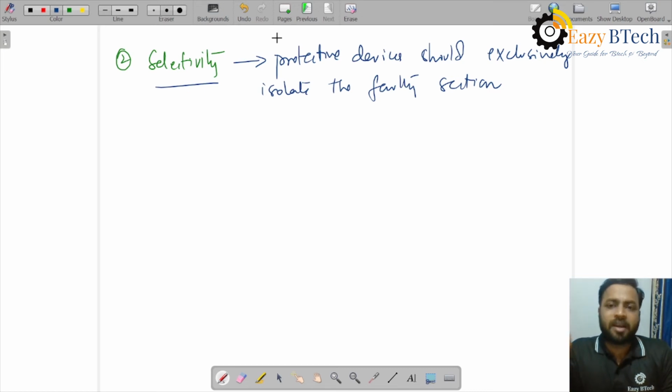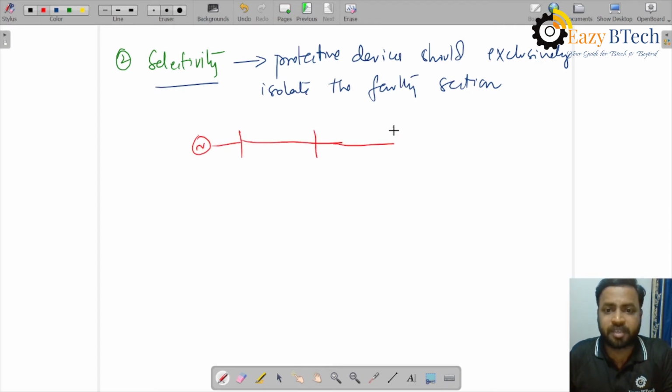Okay, so whatever protective devices, circuit breakers and relays we are deploying in the power system, they should exclusively isolate only the faulty section. The healthy section should remain intact. I will give you an example for better understanding. Let us take a simple distribution feeder, a radial distribution feeder.